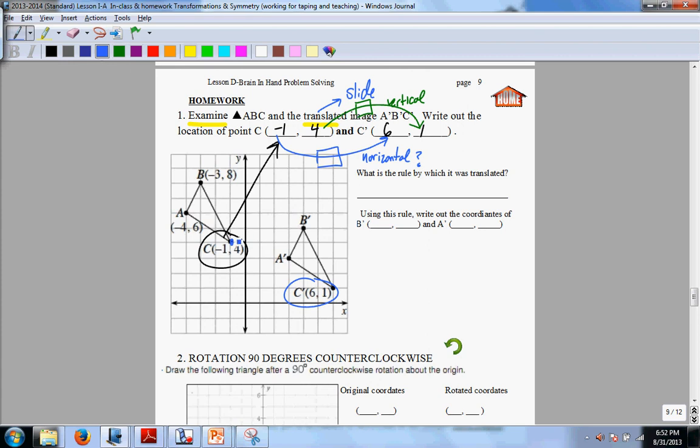You can also do this mechanically, horizontal and vertical, and find the other two coordinates here, but I want to know what the rule is and find those new two coordinates.